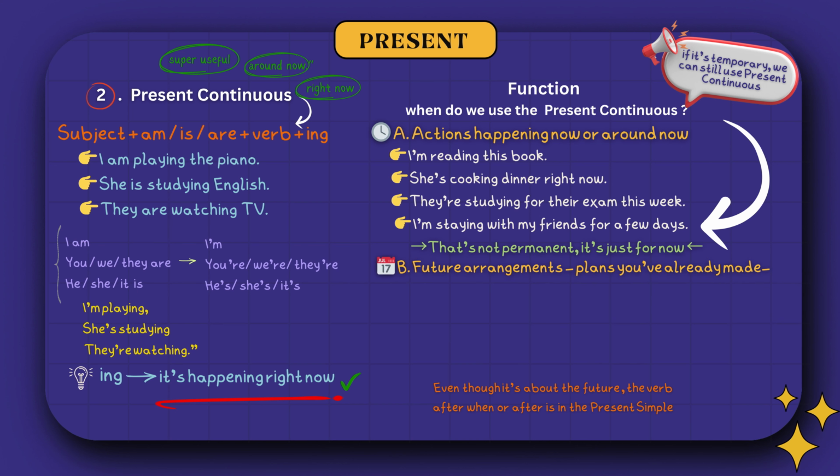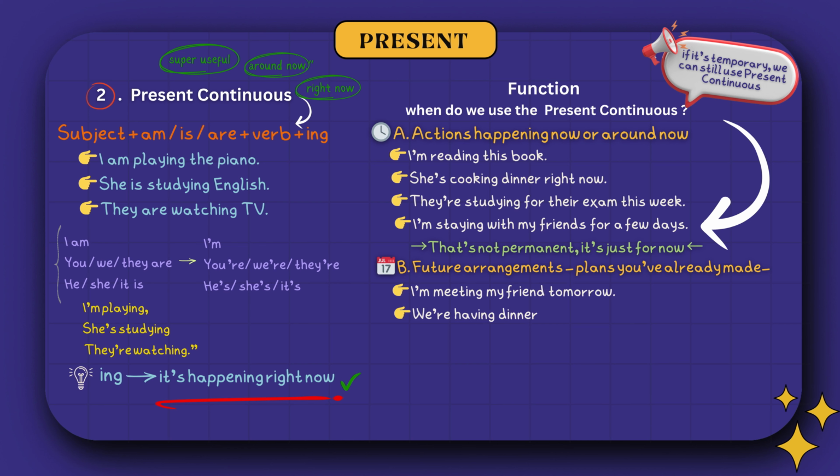B. Future arrangements, plans you've already made. We can also use the present continuous to talk about the near future when the plan is fixed or arranged. For example, I'm meeting my friend tomorrow. We're having dinner with our teacher on Friday. See? Even though it's about the future, we use present continuous because the plan is already decided.